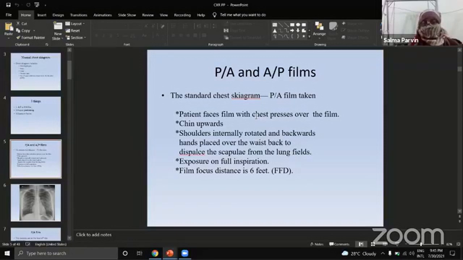So the instruction to take a full inspiration is really difficult to convey, and it is really difficult to interpret the chest X-ray. The standard should be that one shows the patient what it means, because when I say take a long breath, in Bangla it is said "শ্বাস লম্বা করে নেন, শ্বাসটা ধরে রাখুন."